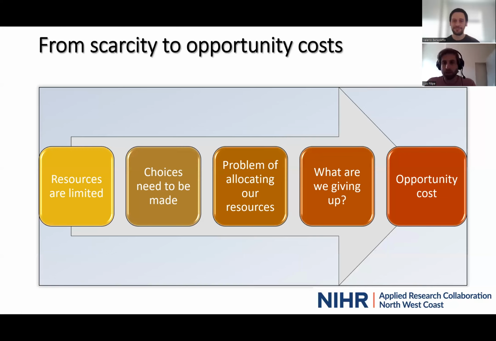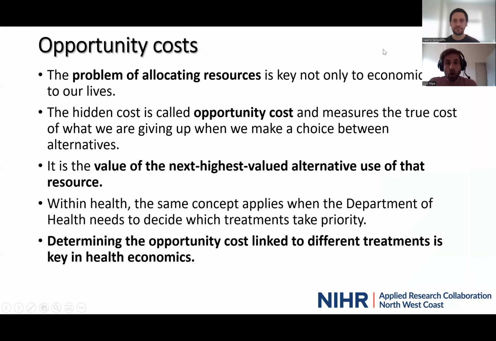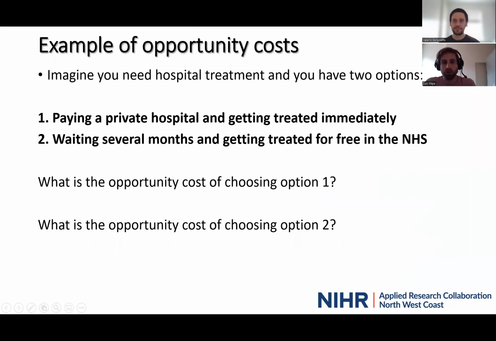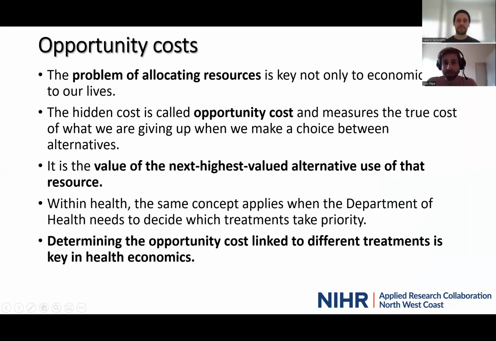So there's always a cost of doing something, which is the cost of not doing something else, and that is called the opportunity cost. Now, how do you measure this opportunity cost? Let's call it the hidden cost, right? Which is the cost of the alternative. If we want to be precise, it is the cost of the next highest valued alternative.